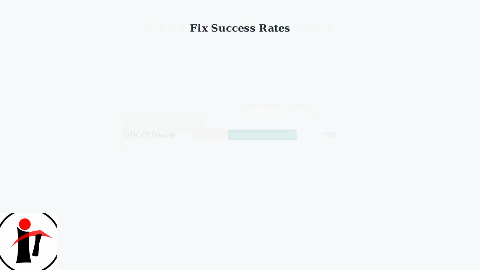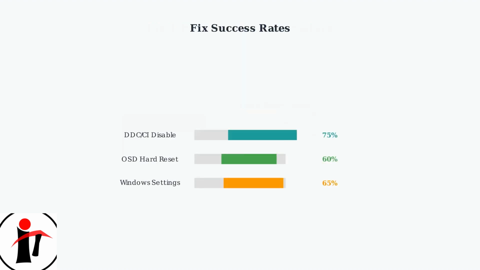These initial troubleshooting methods show good success rates. DDC-CI disable methods work in about 75% of cases, while OSD hard reset succeeds 60% of the time. And Windows settings changes help in 65% of situations. If these initial troubleshooting steps don't resolve your brightness lock issue, don't worry. There are additional advanced methods and prevention techniques that can help solve more stubborn cases.